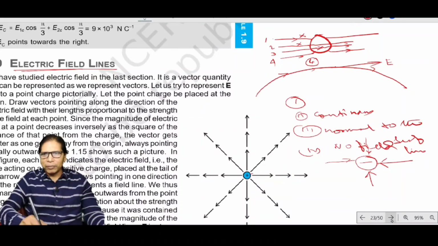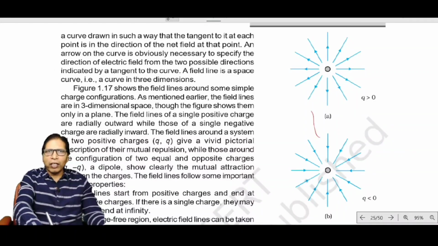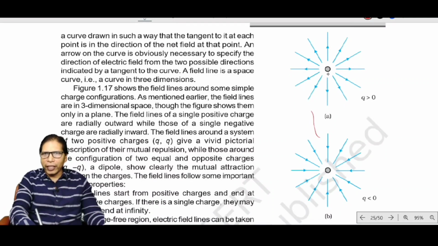Understood? Now look at this here. Lines of force originate from this conductor, so this is positively charged. Look at this here. Lines of force originate from the conductor, so this is positively charged. Look at this. The lines of force enter into the conductor, so this is the negative charge.